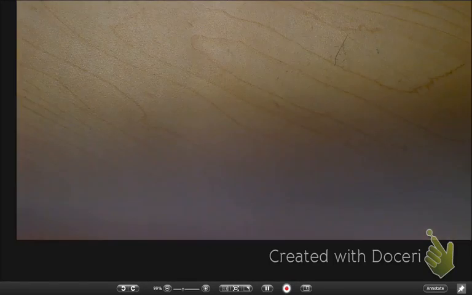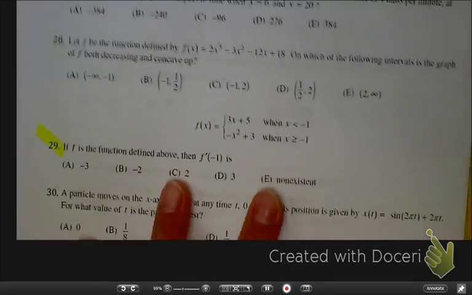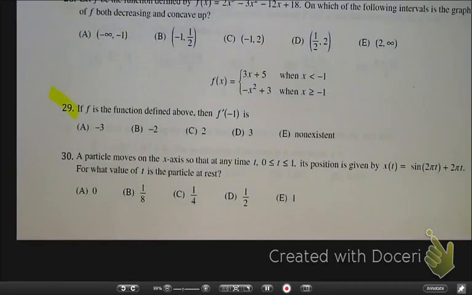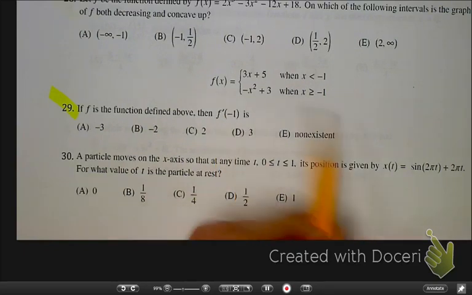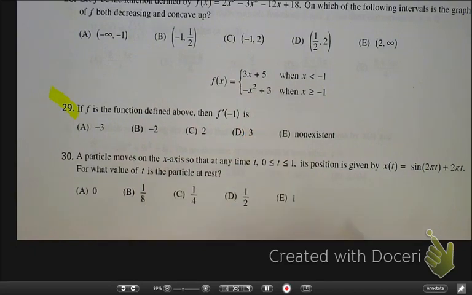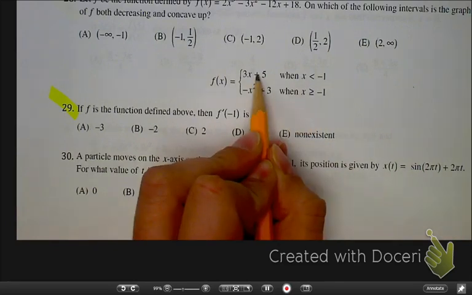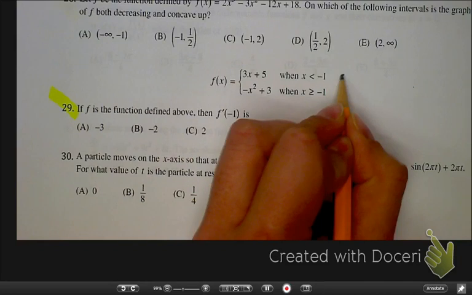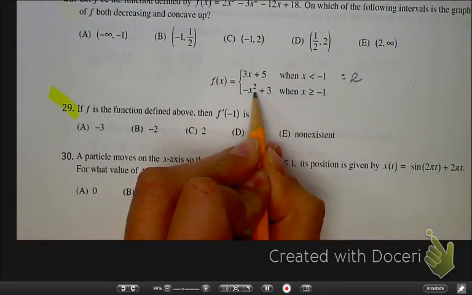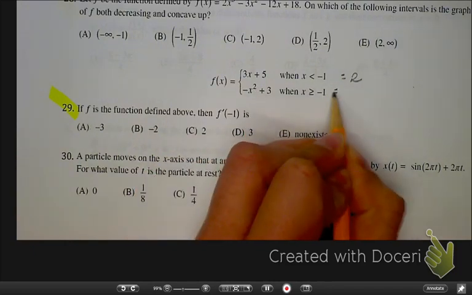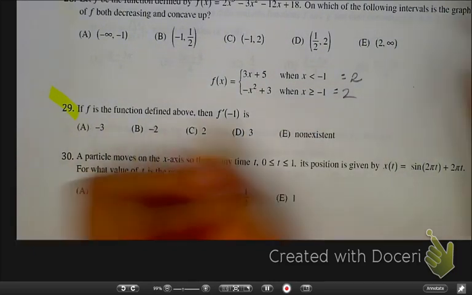29. Number 29 says, if f is the function defined above, then f prime of negative 1 is blank. So first, because this is a piecewise function, let's make sure it's continuous, because if it's not continuous, then the derivative does not exist. So if I plug negative 1 into the top half, I get 3 times negative 1 is negative 3, plus 5 is 2. If I plug negative 1 into the bottom half, I get negative 1 squared would be negative 1 plus 3, that's also 2. So it is continuous. Let's go ahead and take the derivative now.